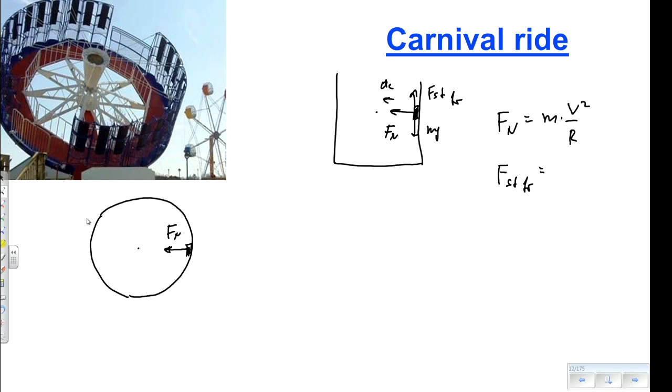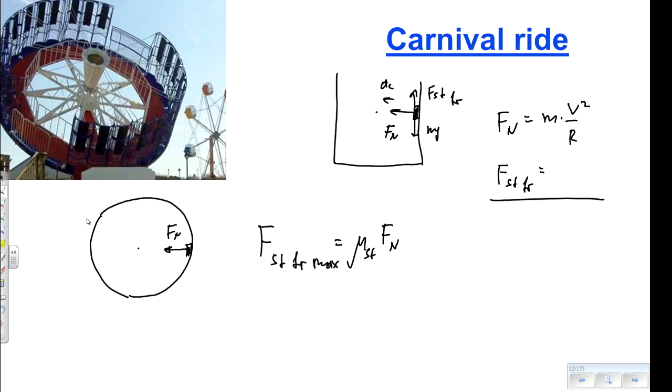No, the equation you're referring to says how the maximum value of static friction can be related to the normal force. We don't really need that equation. To understand what's happening, we have to write the actual value of static friction. What do you think?